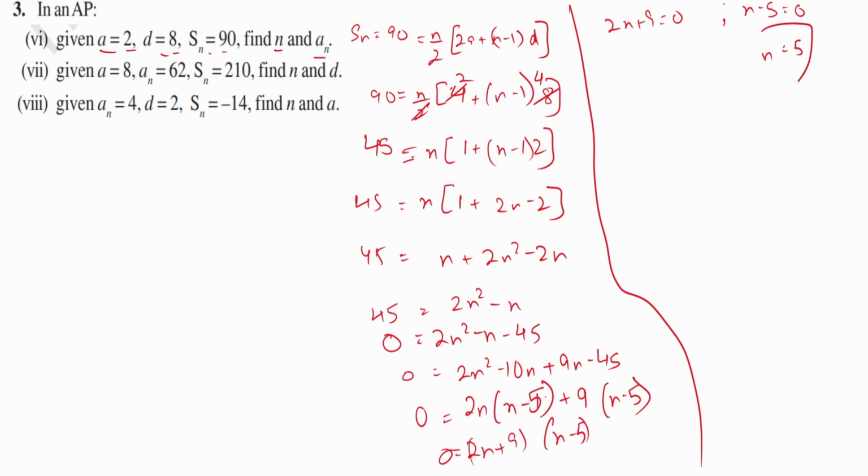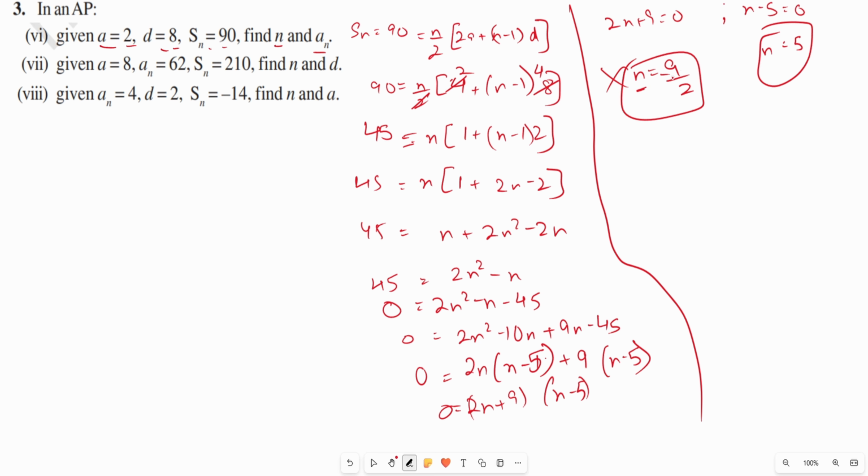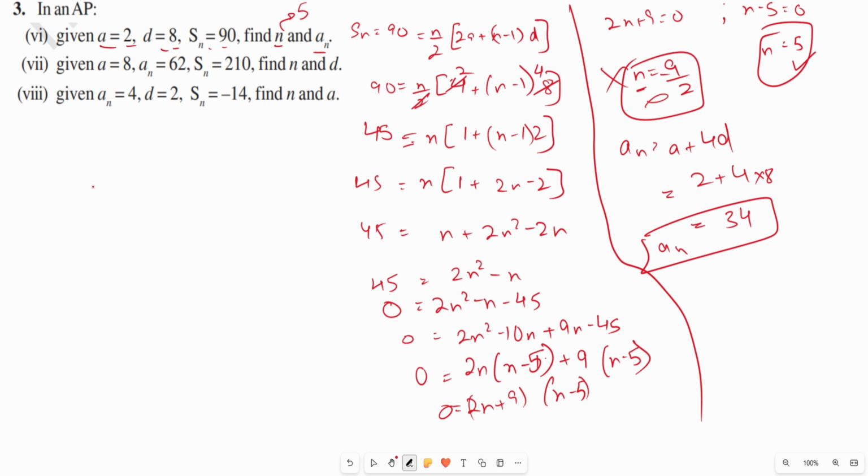So n is 5 and the second n is minus 9 by 2. This cannot be possible as n is a whole number, so it is not true. But here it is true. So n is 5. We have n as 5, and an will be equal to a + 4d. a is 2 and 4 into 8 is 32, so 34. an is 34. So that's the solution to the 6th part.